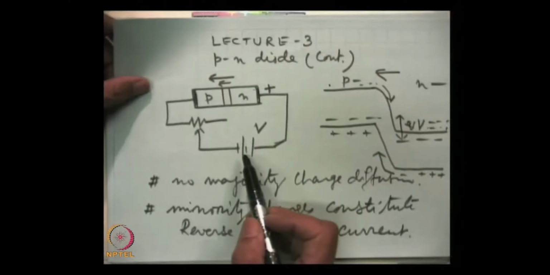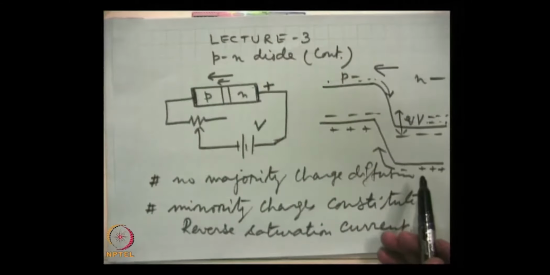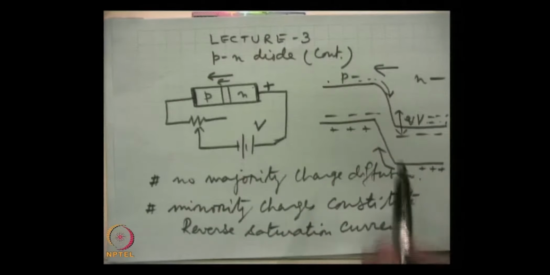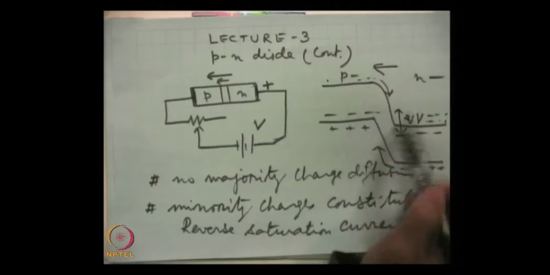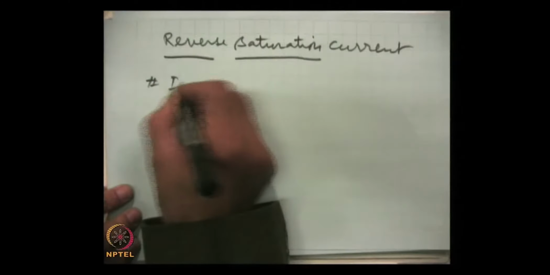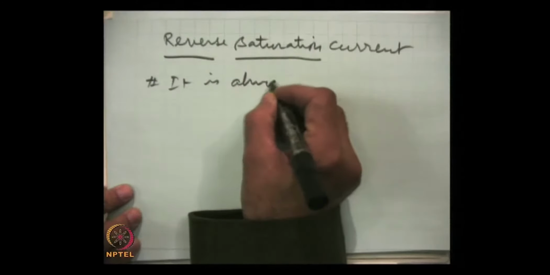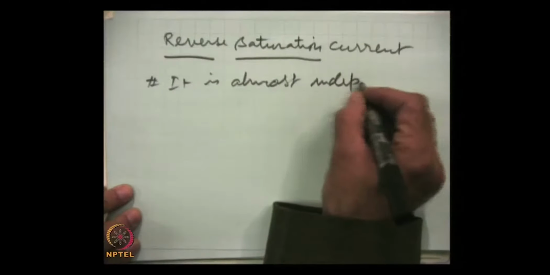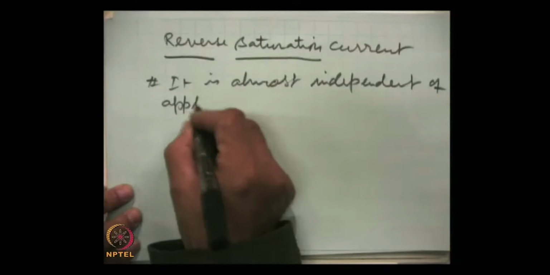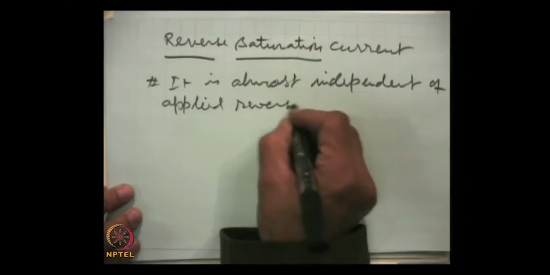So, if we increase this reverse voltage further, then we are simply changing this height more, but that will not change the density of minority charge carriers, or the number of charge carriers which are closer to the junction, and hence reverse saturation current is almost independent of applied reverse voltage.